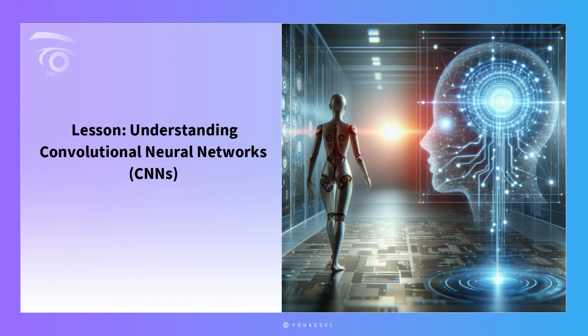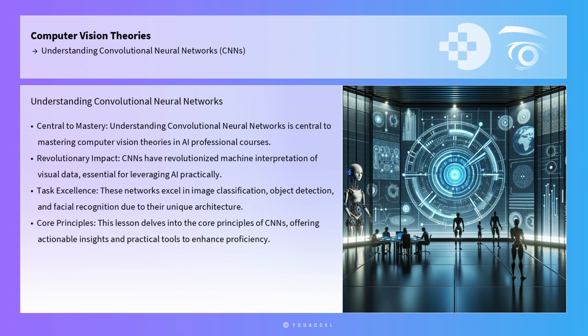Lesson: Understanding Convolutional Neural Networks, CNNs. Understanding convolutional neural networks is central to mastering computer vision theories, especially within the context of a certified AI implementation professional course. CNNs have revolutionized the way machines interpret visual data, making them indispensable for professionals seeking to leverage AI in practical applications. These networks excel in tasks involving image classification, object detection, and facial recognition, owing to their unique architecture and ability to automatically learn spatial hierarchies.